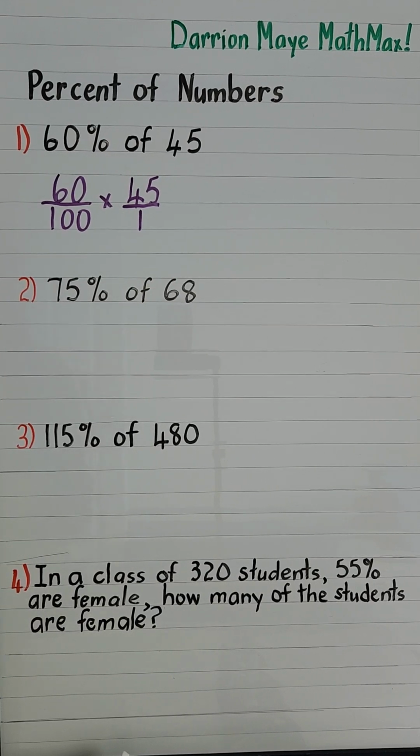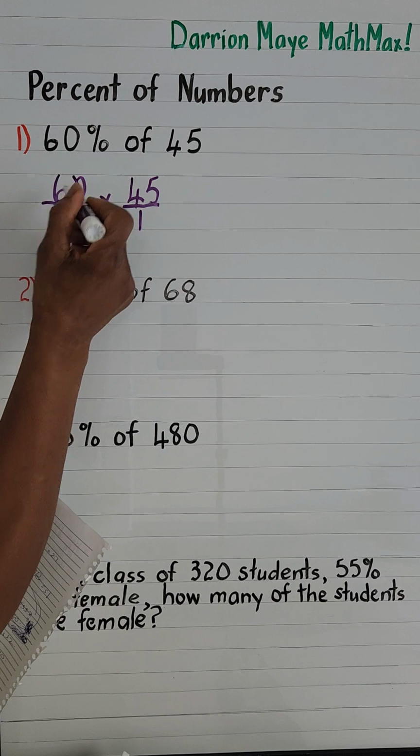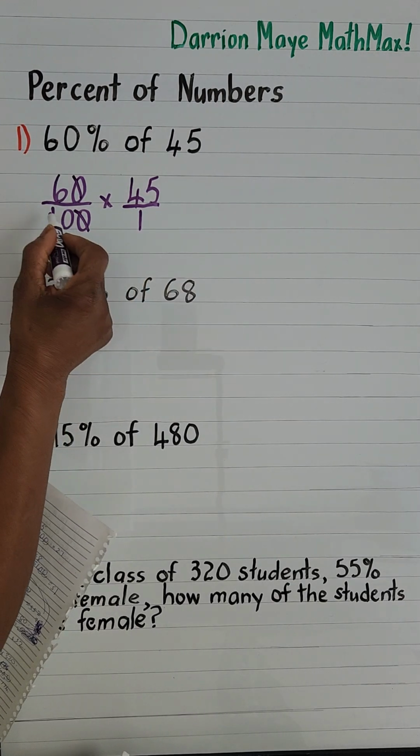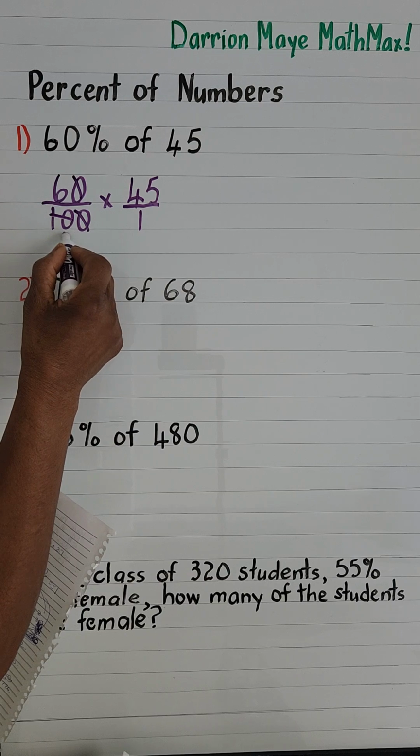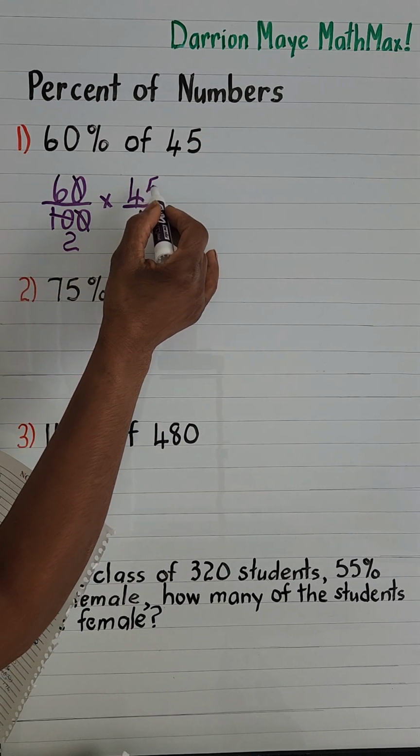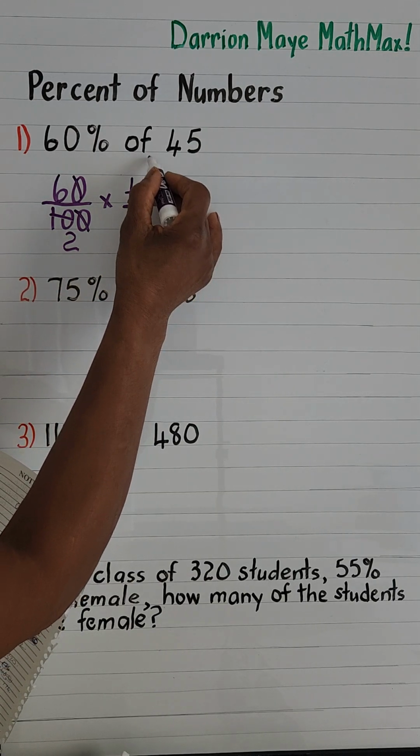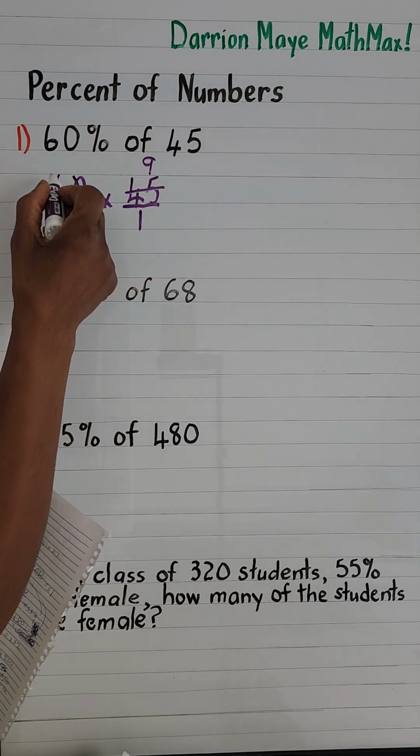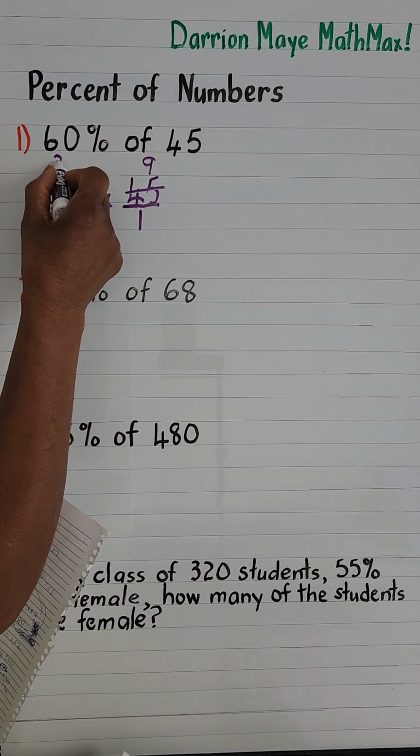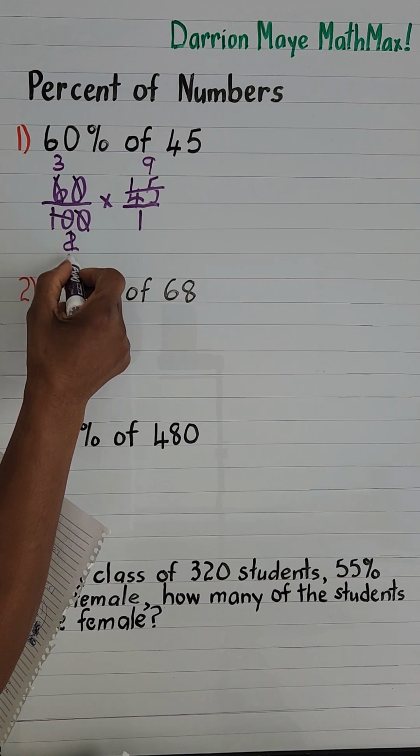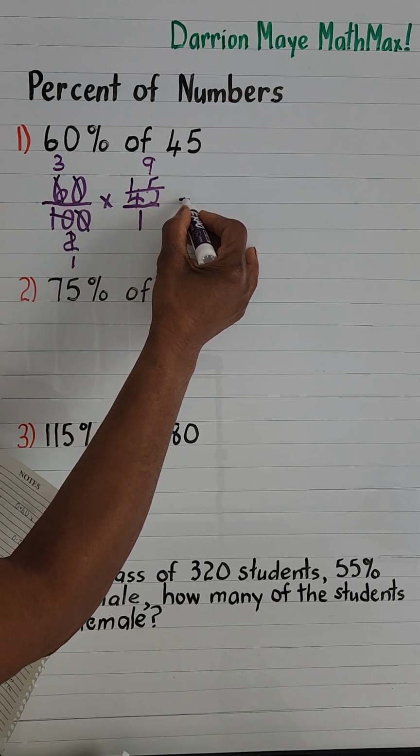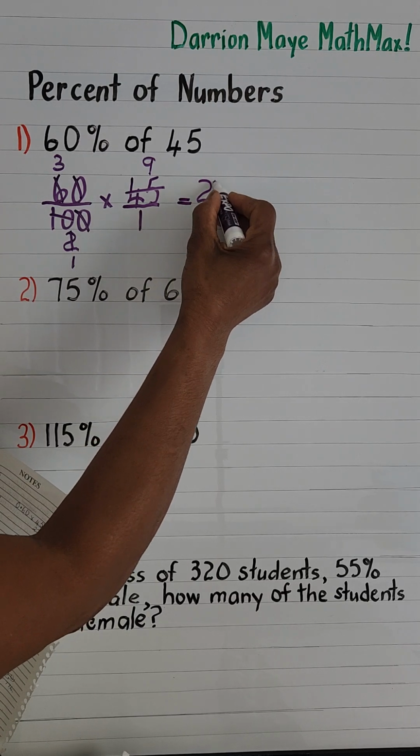Now we can use cross multiplication to simplify. 0 cancels 0. 10 divided by 5 is 2. 45 divided by 5 is 9. And 6 divided by 2 is 3. And 2 divided by 2 is 1. And then we multiply across, and that is equal to 27.